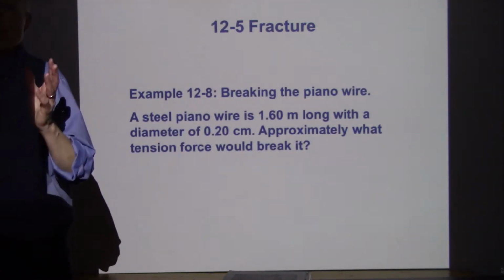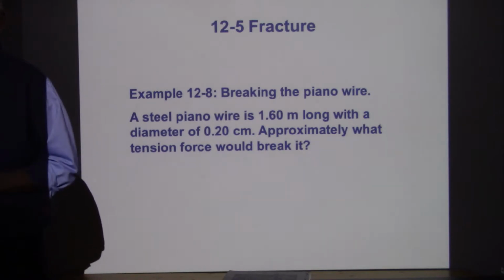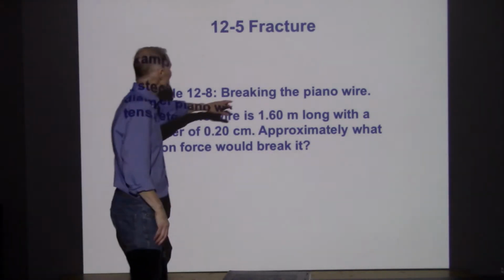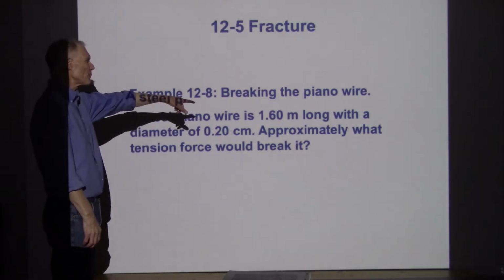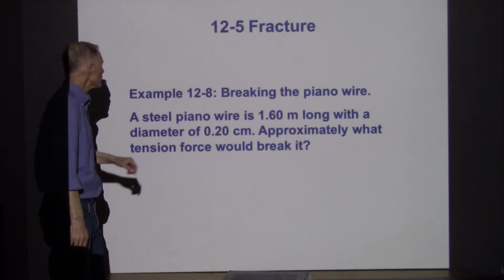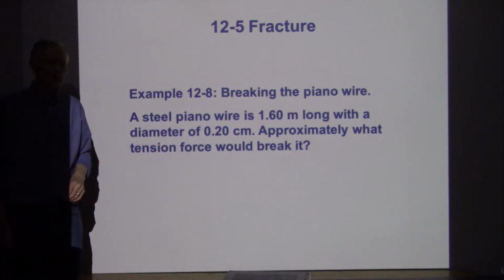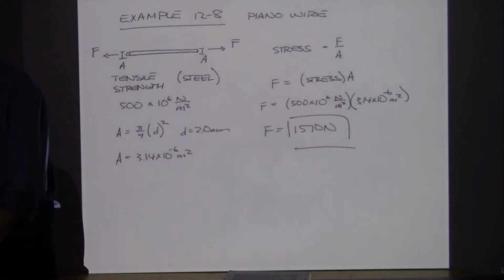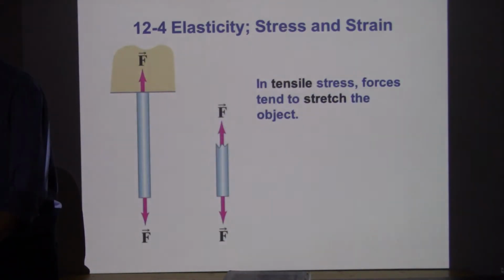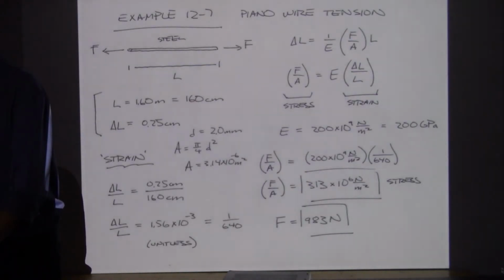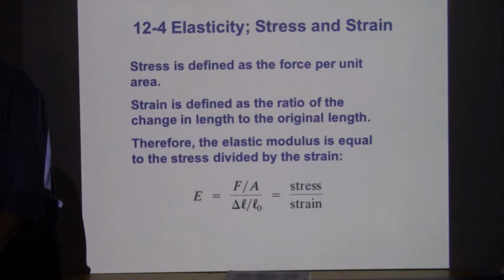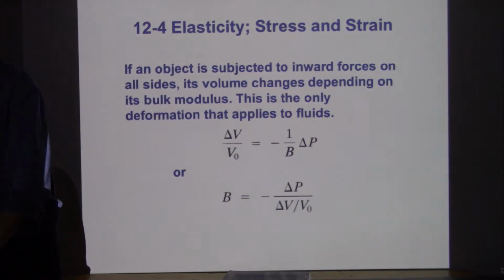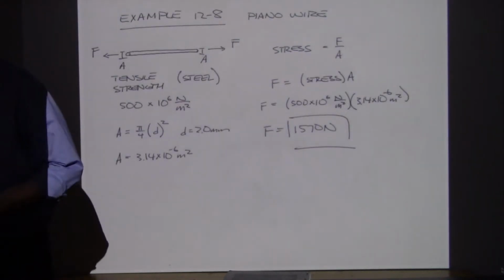Okay, so here's the piano wire again. This time we're going to break it. Yes, okay, this is breaking the piano wire. Same piano wire as before, 160 centimeters, diameter of 2 millimeters. How much tension was it going to take to break the piano wire? We got to go back. Where was the piano wire before? There it is. Okay, how much force is it under right now? And it says 983 newtons. Is that going to break the piano wire? Apparently not. Well, let's see.